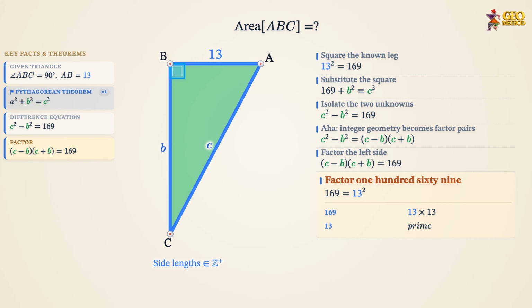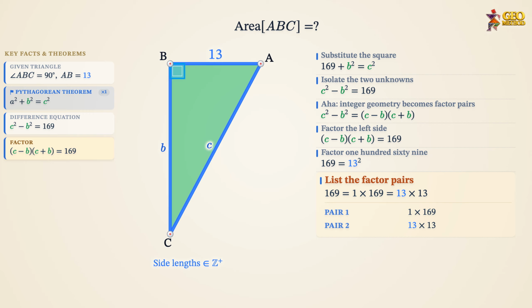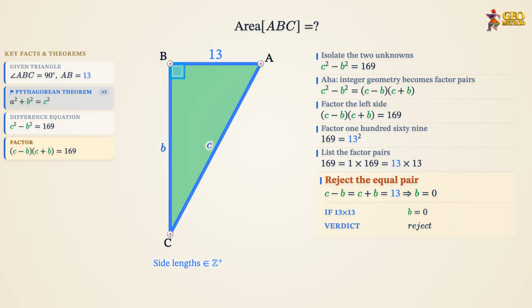169 is 13 times 13, and 13 is prime. That means its only positive divisors are 1, 13, and 169, so there are very few ways to factor it. There are only two positive factor pairs, 1 times 169 and 13 times 13. We need to see which one can come from an actual triangle. If C minus B and C plus B were both 13, then B would have to be 0, and a side of length 0 is not a triangle. So we throw the equal pair away.